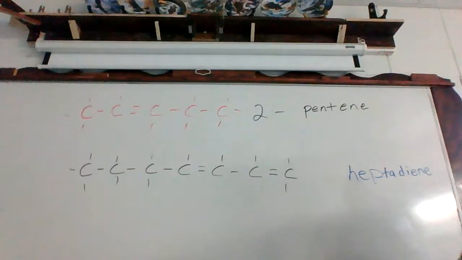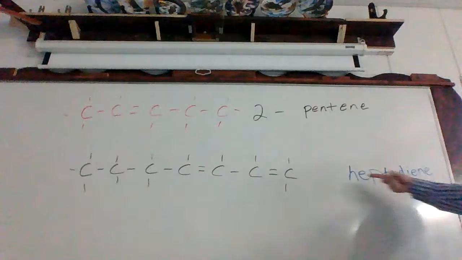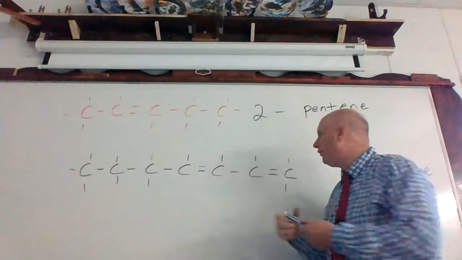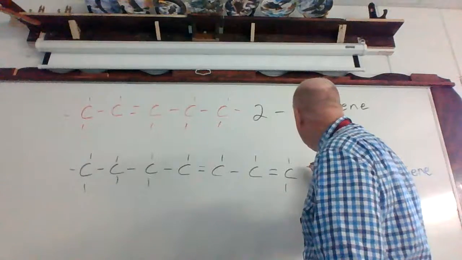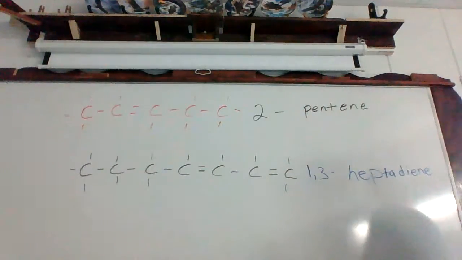Okay, so where are those double bonds located now? 1 and 3. That's correct, because it's going back this direction after the first, after the third. So we have to do 1, 3 dash heptadiene.